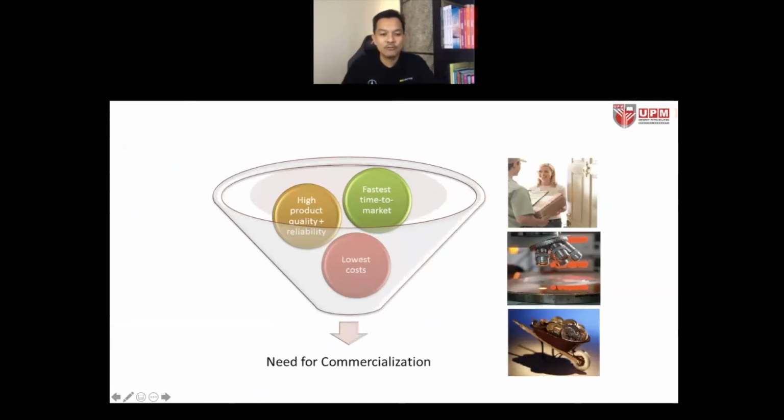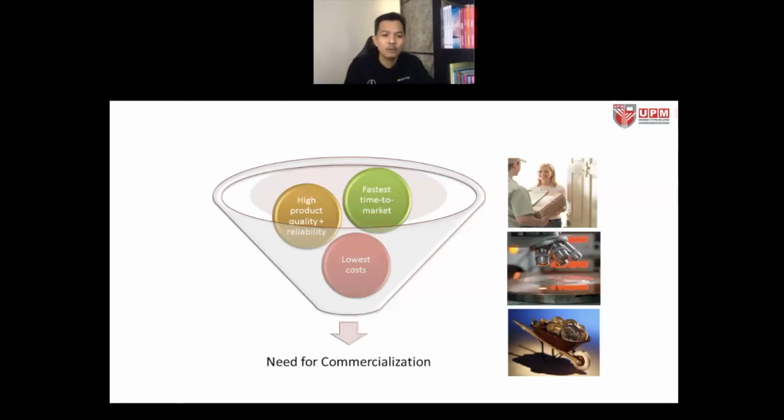The other element of the need for commercialization, the reason why we need to have commercialization stages, is basically that we want high product quality and reliability, because you want to make sure the product that you proved works in the lab can also work in the real environment. You want to find the fastest time to market. Is it in the month of April, or do we have to wait until after the PKP, the movement control order? Maybe next year is the suitable time to market the product.